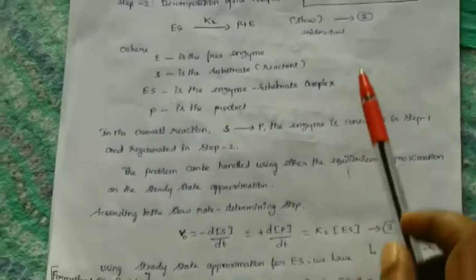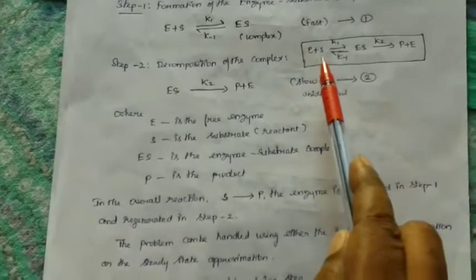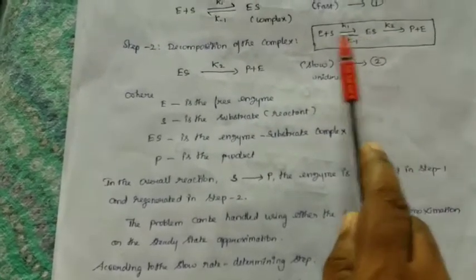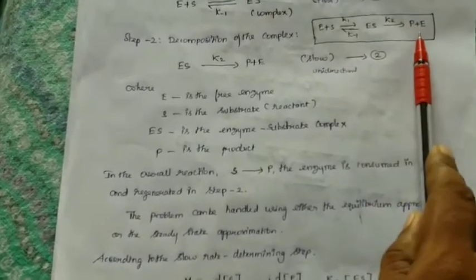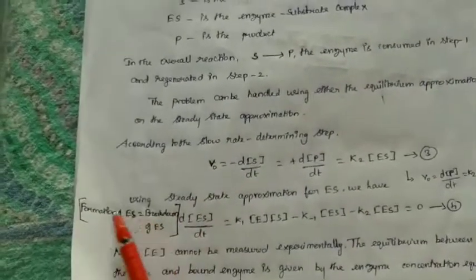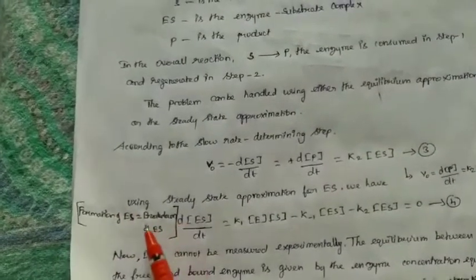By using the steady state approximation for ES, how are we applying it? We consider the formation of ES and the loss, that is, the breakdown of ES. So the formation of ES is equal to the breakdown of ES.